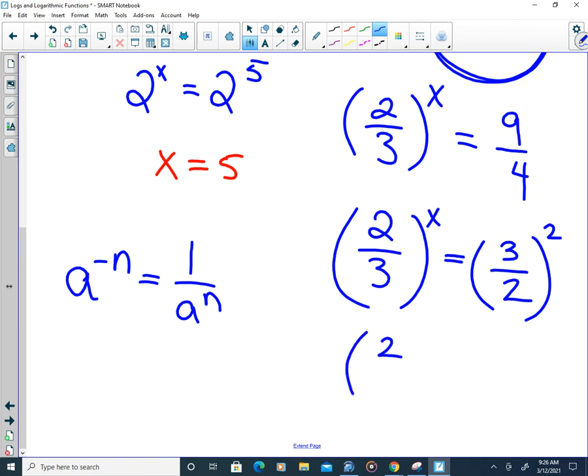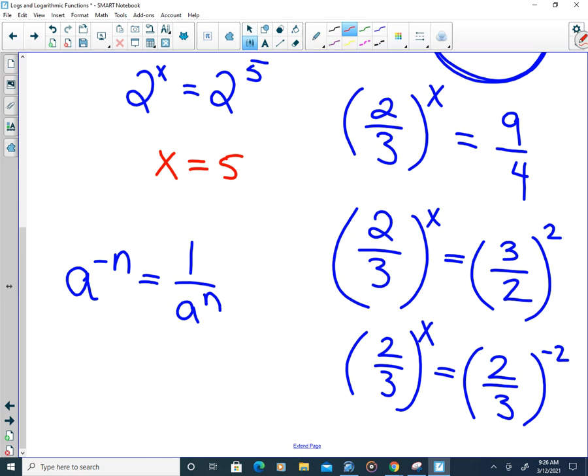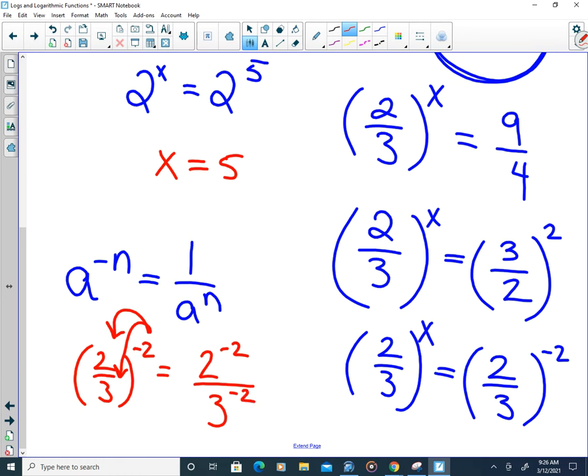What that would do is flip my base. So I'm just going to leave this side as 2/3 to the x power. But I could rewrite the right-hand side as 2/3 to the negative 2nd power. I'll show you why this works over here to the left. If we got 2/3 to the negative 2nd power, we can take the negative 2, the exponent on the outside, and multiply by all the exponents on the inside. We'll get 2 to the negative 2nd over 3 to the negative 2nd.